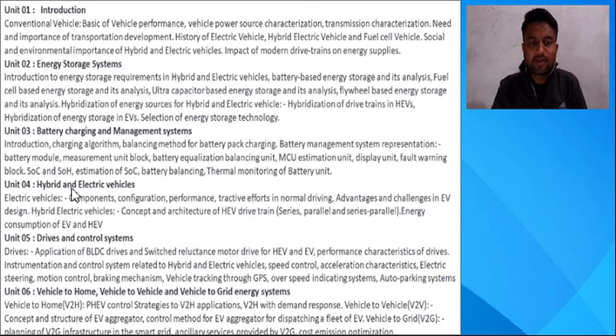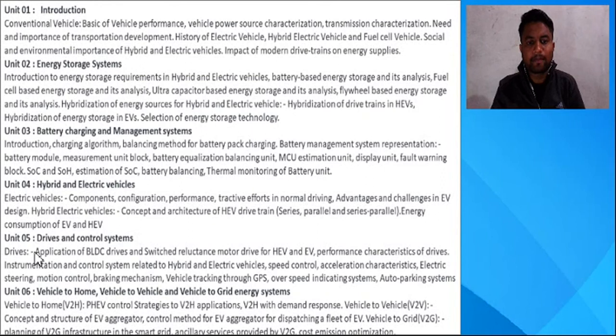The fourth unit consists of hybrid and electric vehicles. Here, what is the difference between electric and hybrid vehicles? This will be covered. An electric vehicle is totally electrical, because it will work on battery as well as motor. But in hybrid electric vehicles, we have an IC engine also, as well as the motors. So this unit consists of the difference between hybrid and electric vehicles.